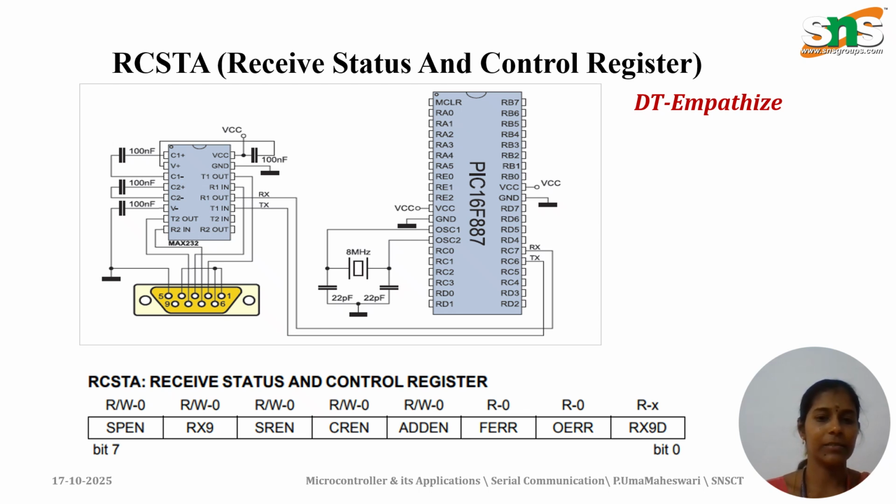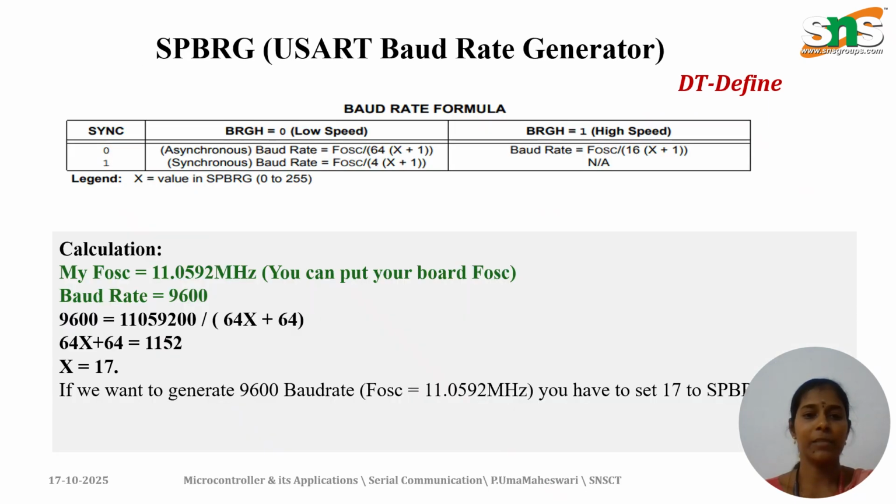the next function, and the next slide shows the SPBRG. This SPBRG register is used in microcontrollers like PICs to set the baud rate. The baud rate is the most important setting in the case of serial communication.